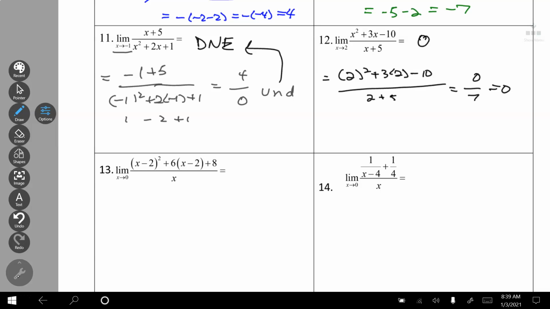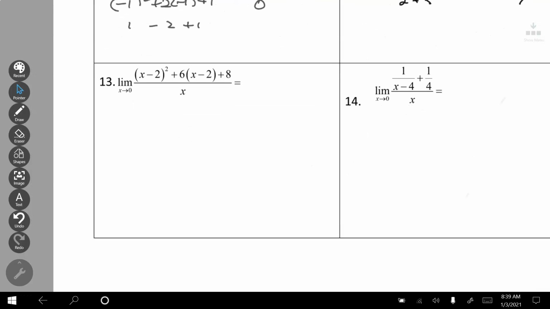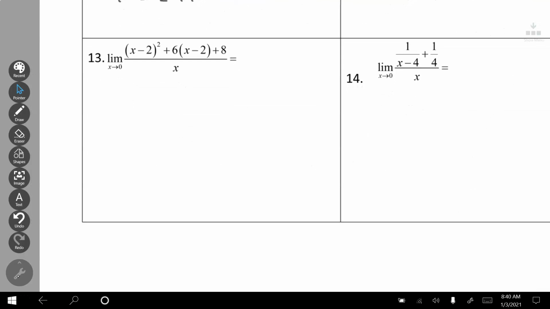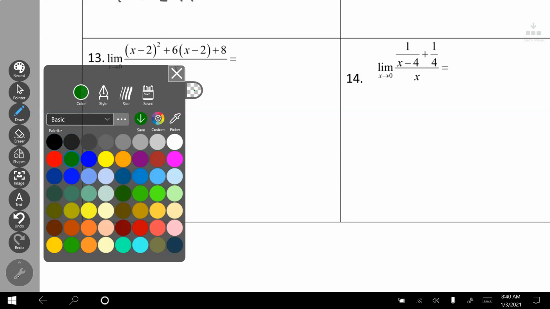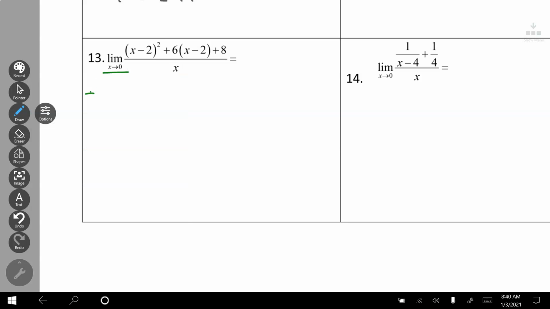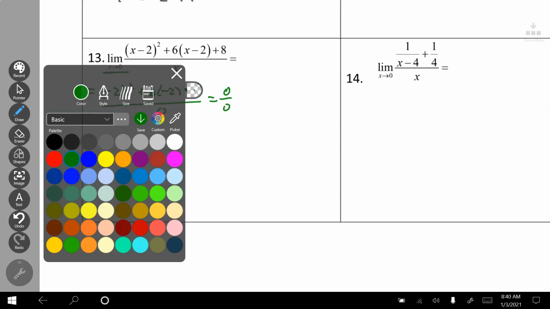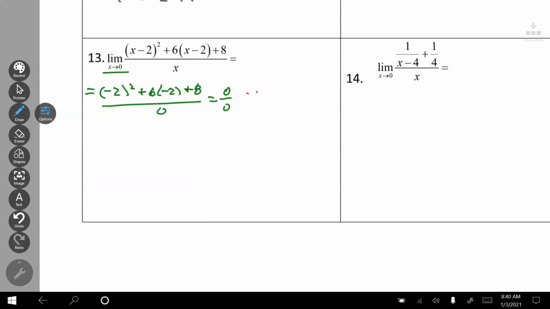Now these last two are a little bit more difficult. They're a little bit different than the other problems I've done, except the first thing I always do is plug in the number. I'm going to plug in 0. When I plug in 0, I get -2 squared plus 6 times -2 plus 8 over 0. 4 minus 12 plus 8 is 0 over 0. Again, I'm sad, except I can't factor right now. The first thing I'm going to do is expand it.